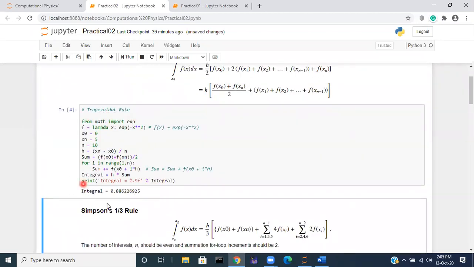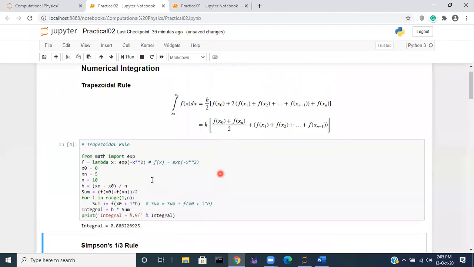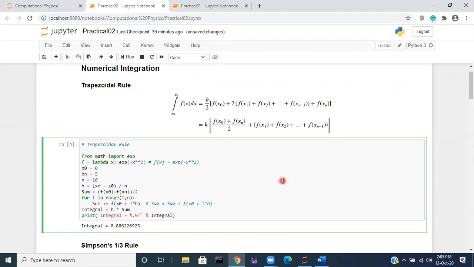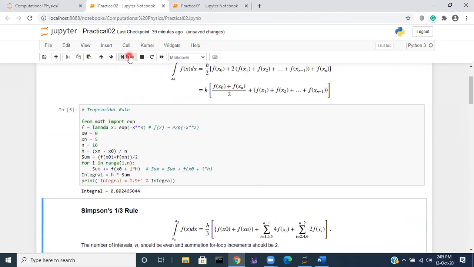So this is how we calculate the integral of a given function by using the trapezoidal rule. If I give you a different function, you simply need to change the definition of this function. For example, if I want to calculate for e to the power minus x cube, we simply write f equal to lambda x exponent minus x cube, and then we run this. The value is minus 0.892465.